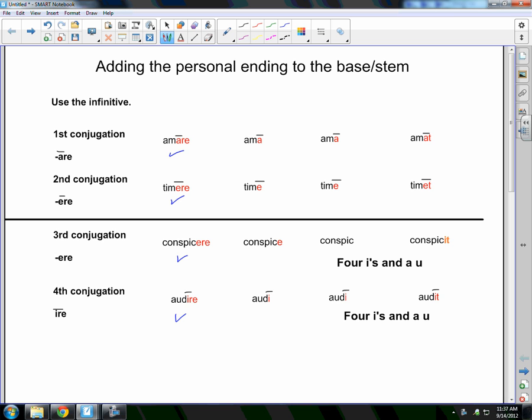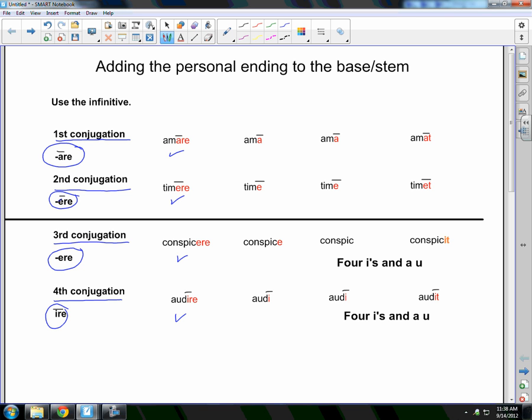the verbs belong to. If the infinitive of a verb ends in -are, it is part of the first conjugation. If it ends in an -ere that has that long mark, it's part of the second conjugation. If it's an -ere without a long mark, it's part of the third conjugation. And if it's -ire with a long mark, it's part of the fourth conjugation.